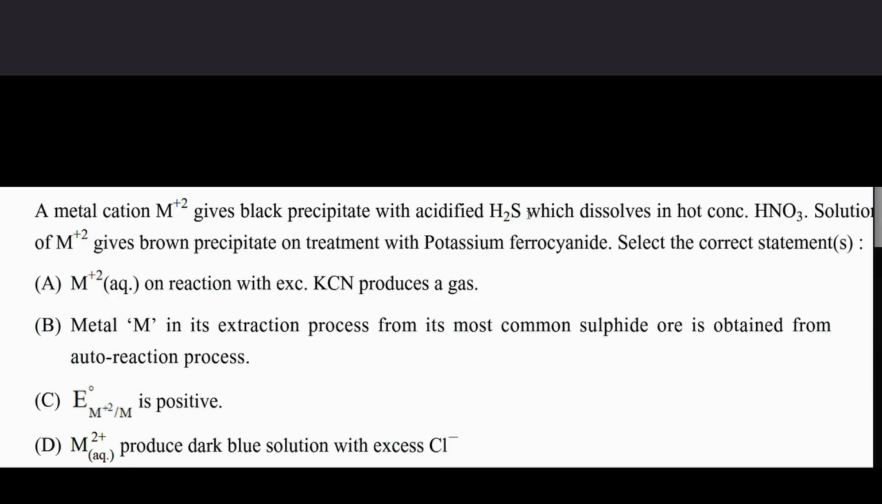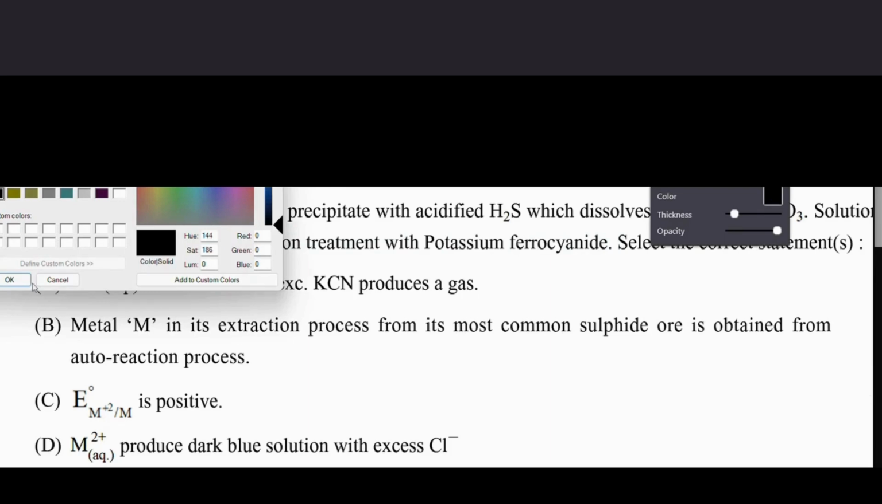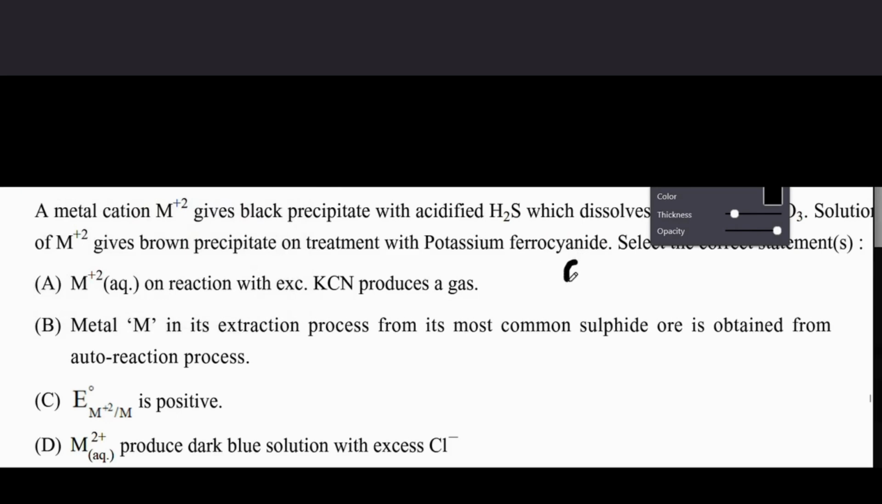It gives that the precipitate dissolves in concentrated HNO3, okay, and the solution of M2+ gives a brown precipitate on reaction with potassium ferrocyanide. So this statement confirms that the cation that we are talking about is Cu2+. So our cation in this case would be Cu2+, and let us write that down first. So we are talking about Cu2+ as the cation.